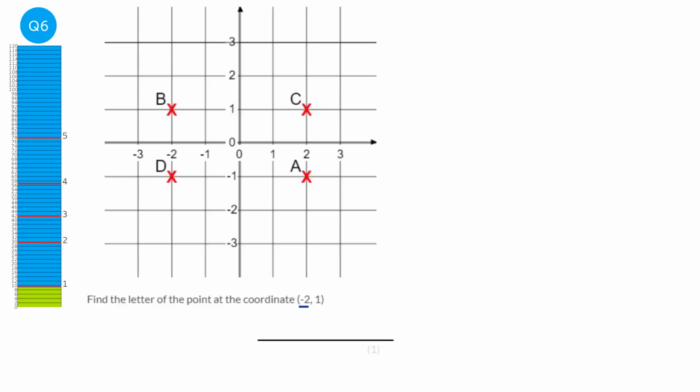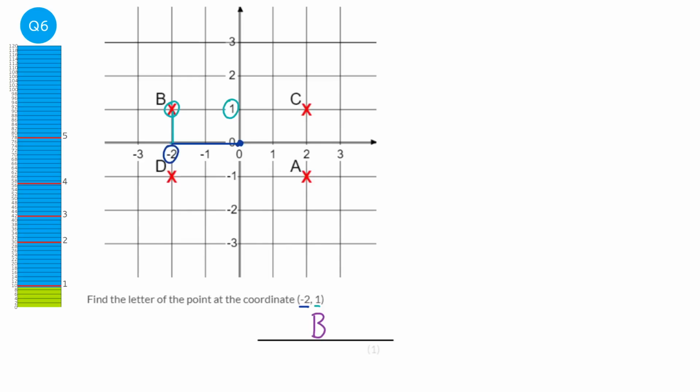This coordinate is telling us to go 2 to the left from the center. We go right when it's positive, we go left when it's negative, so it's 2 to the left. And then it's telling us to go 1 up. It's up because it's positive. So we need to go 1 up, and we get to the coordinate of B. And so we just look at the -2 on the x-axis and the 1 on the y-axis, and that is where point B is.